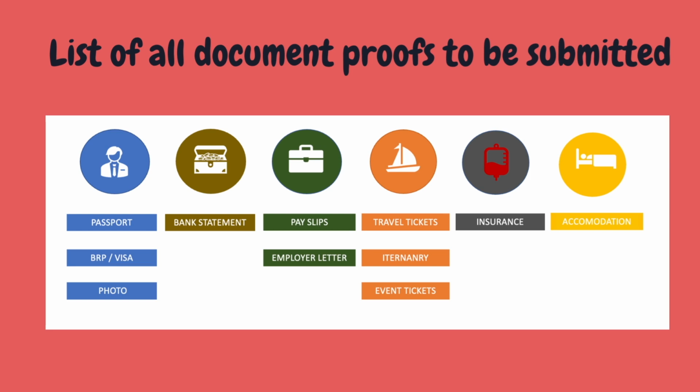The next one is travel itinerary. Present a detailed travel itinerary including confirmed flight reservations or travel tickets with specific dates and travel plans within the Schengen area. You could also add event tickets such as a walking tour or a bus tour, for example. The next one is really important, the travel insurance. Obtain travel insurance that meets the Schengen visa requirements. The insurance should cover medical emergencies and hospitalization. Last but not least, accommodation proof. Provide proof of accommodation arrangements for your entire stay in the Schengen area. This could include hotel reservations, rental agreements, or an invitation letter from your host if you're staying with your friends or family. So, this is the list of all the document proofs that you need to submit on the day of your appointment.